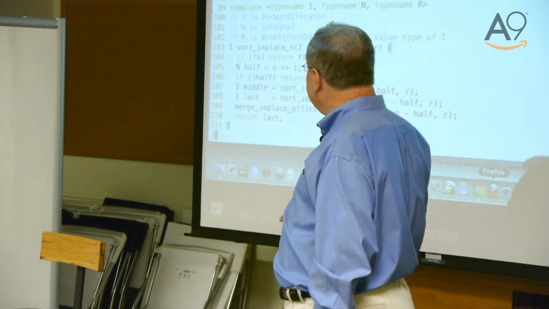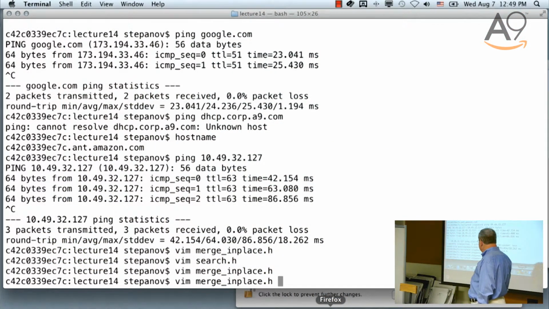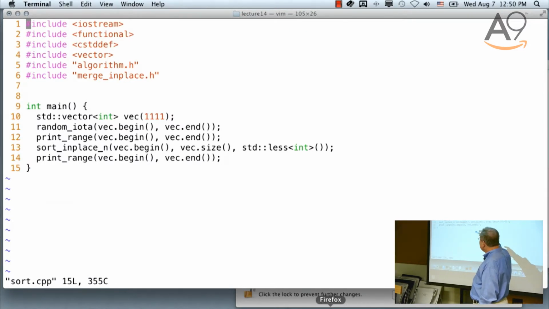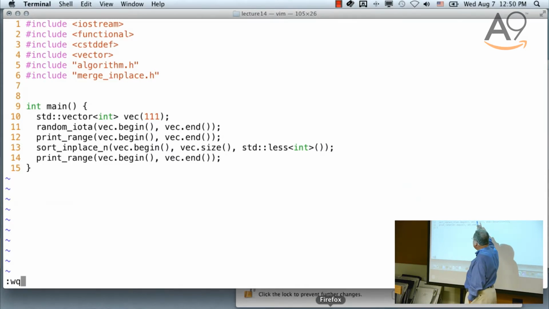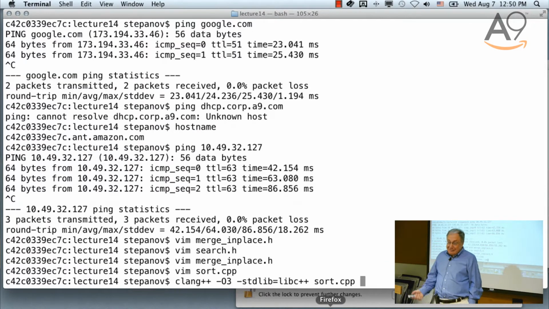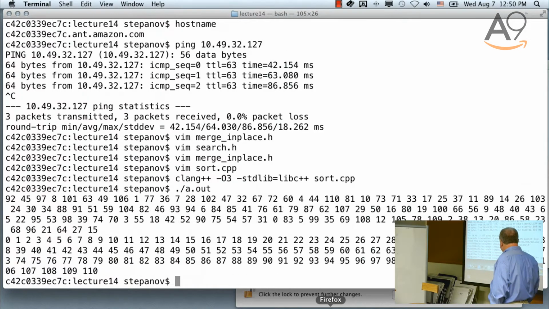There is a function called, let's look at it for a second, called sort.cpp. So what it does, it does random iota, just make it a smaller number, remove one of the ones. So random iota, we print it, we sort in place, we print it. Right? So here I've got, going to wait. Does it compile? Oh, it does compile.